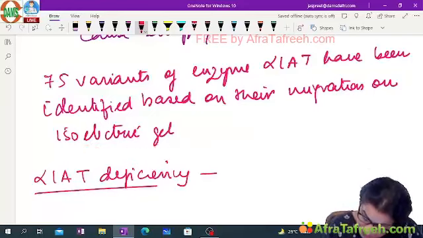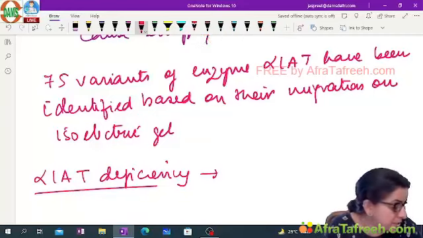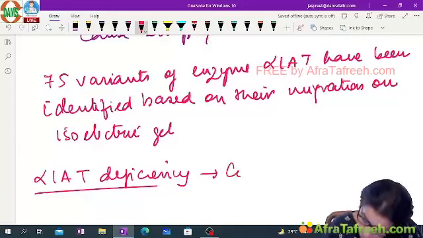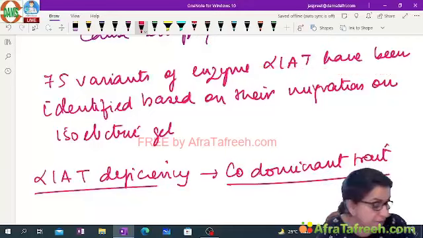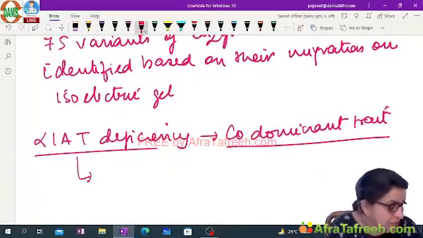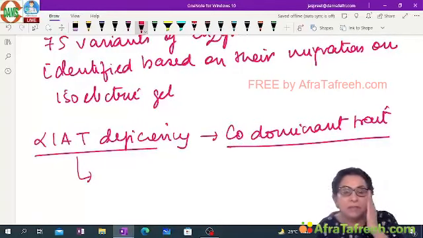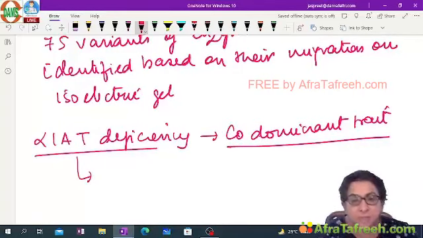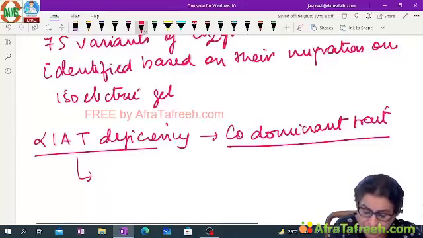Okay, now alpha-1 antitrypsin deficiency is inherited as a codominant trait. Okay, now in alpha-1 antitrypsin deficiency, there is a mutation in the SERPINA1 gene. Okay, so how is alpha-1 antitrypsin deficiency produced?